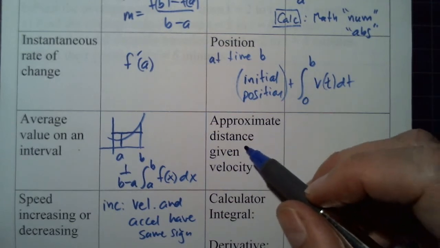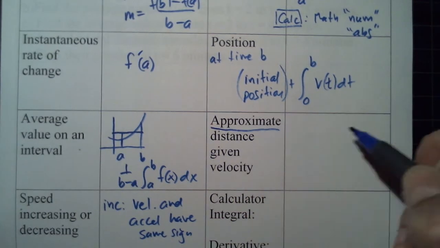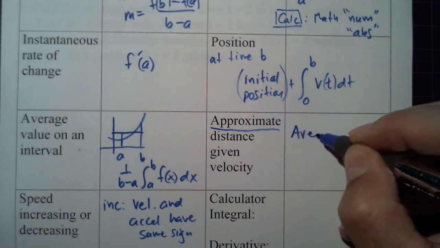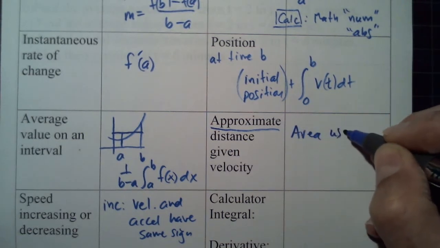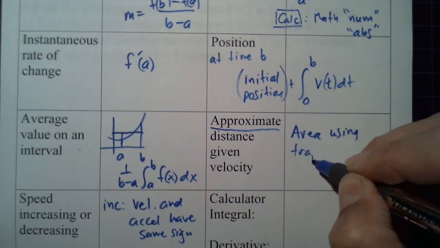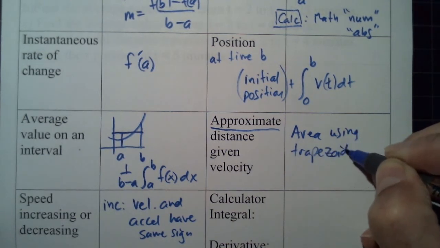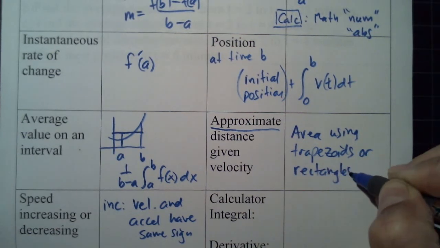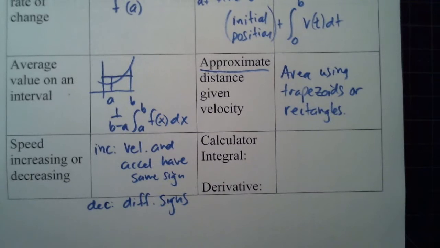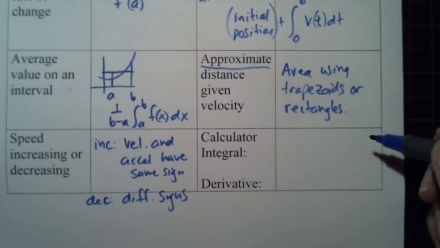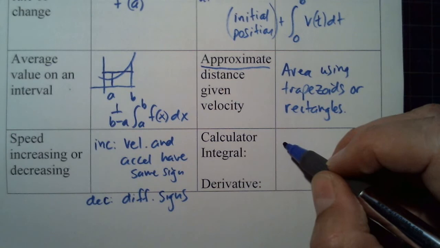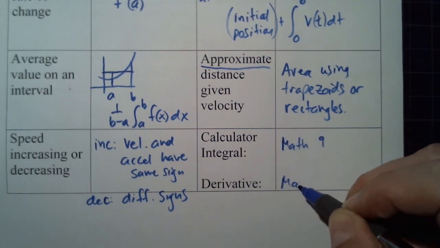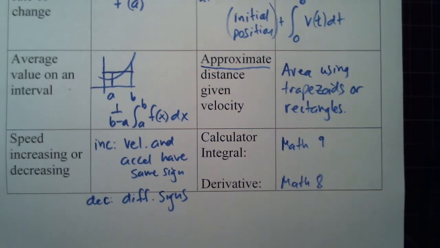And then approximate the distance given velocity. If you have to approximate a distance given velocity, then you have to find area using trapezoids or rectangles, and the questions usually specify which one. Well, in the AP test they always specify that. Calculator on an integral is using math 9, and the derivative is math 8.